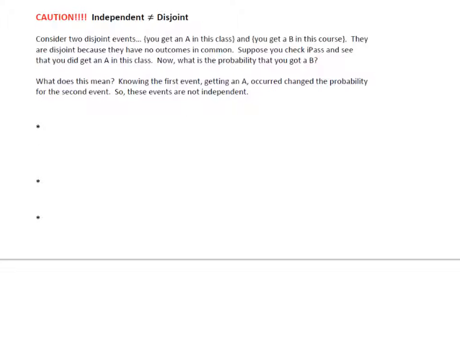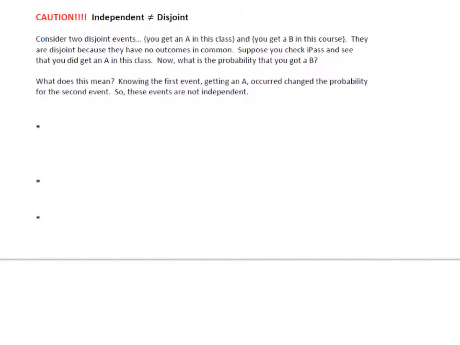I've given this example before. You get an A in this class, you get a B in this course. I don't know why I use course and class, they're the same thing. They are disjoint because they have no outcomes in common. You can't have an A and get a B. You can't have a B and get an A.